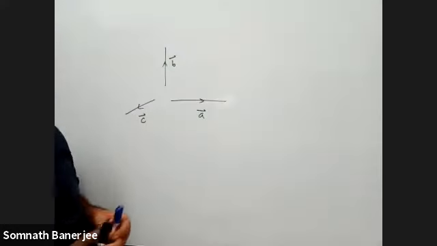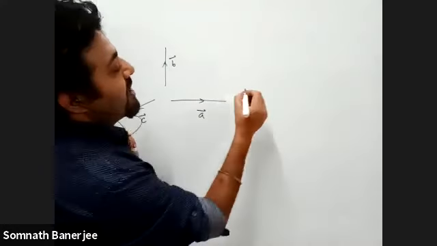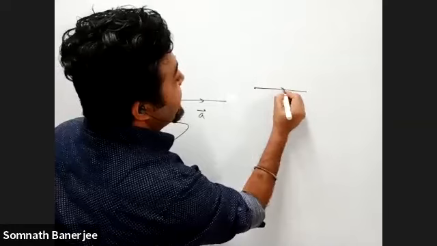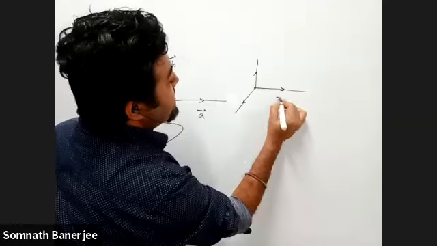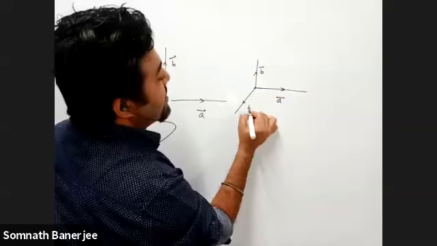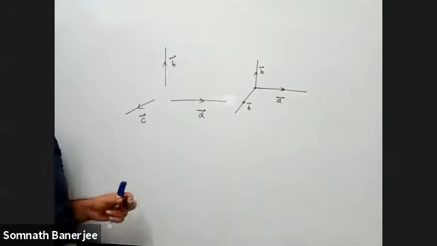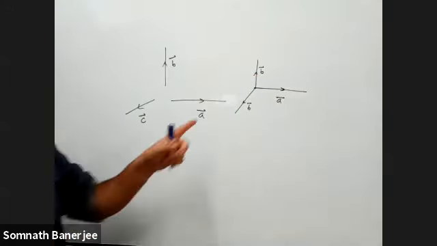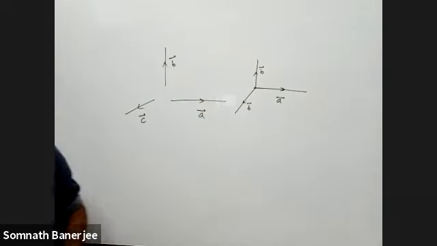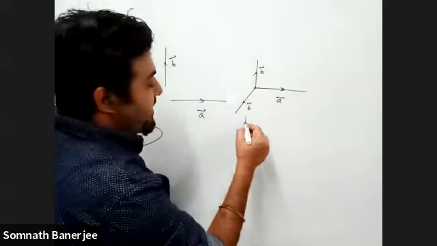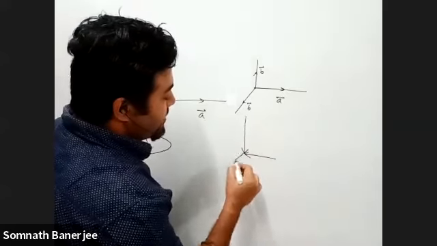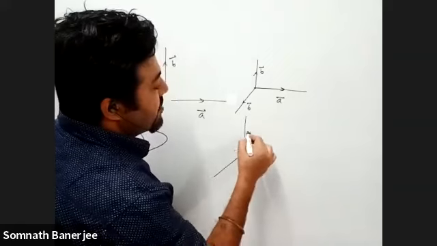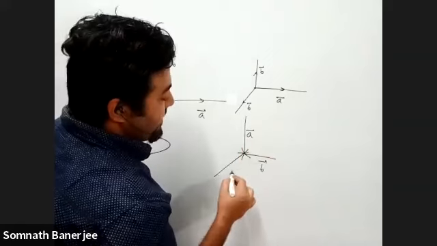Next is co-initial vectors. What do you mean by co-initial? If the initial points are same, then they are called co-initial vectors. And next is co-terminal vectors. If their terminals are at the same point, then they are called co-terminal vectors.